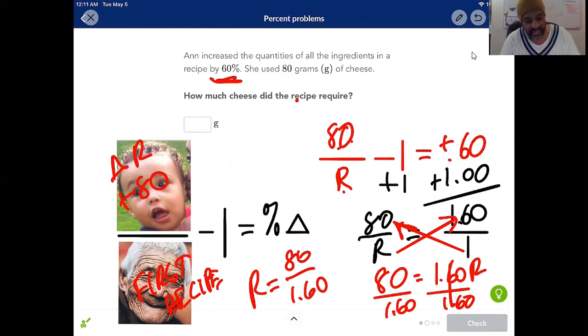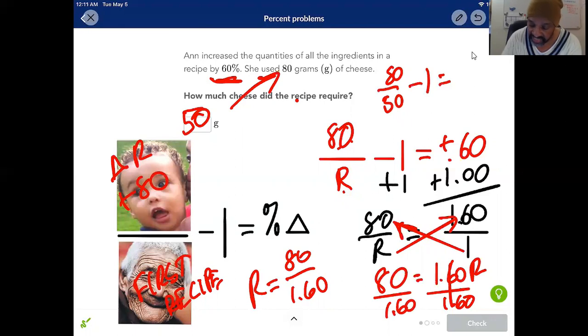Let's see what that is. 80 divided by 1.60 is 50. So the original recipe calls for 50 grams of cheese. She increased it to 80 grams of cheese. If you want to check that, you can go 80 divided by 50 minus 1, and it should give you 60%. I'm going to leave that up for you to check because I want to end this video.